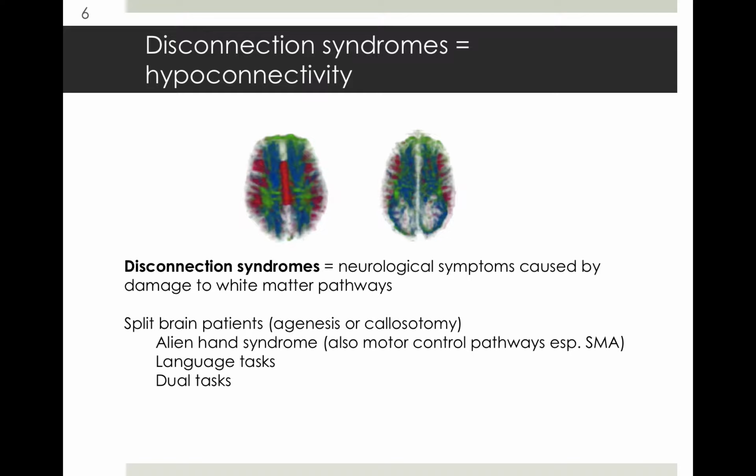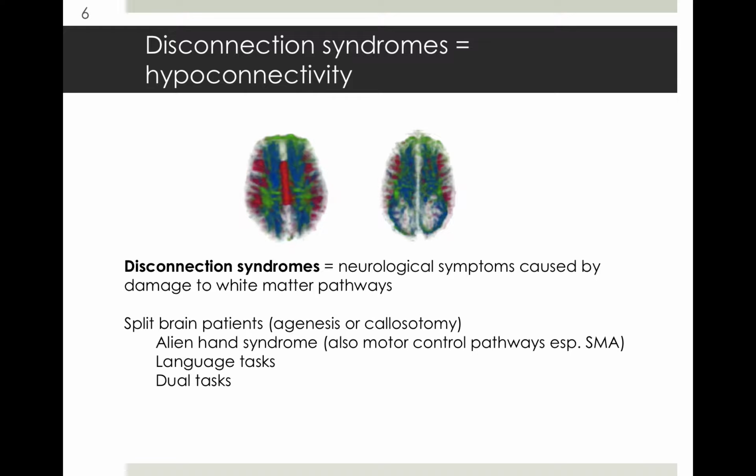So that just means a hypoconnectivity, so a lack of connectivity. And usually you get a bag of neurological symptoms that are caused by damage to your white matter pathway. So these are known as split brain patients, right? Who either have agenesis or callosotomy in the corpus callosum.